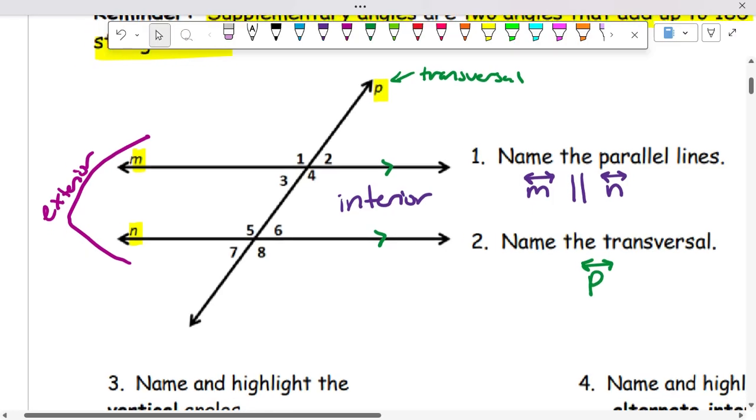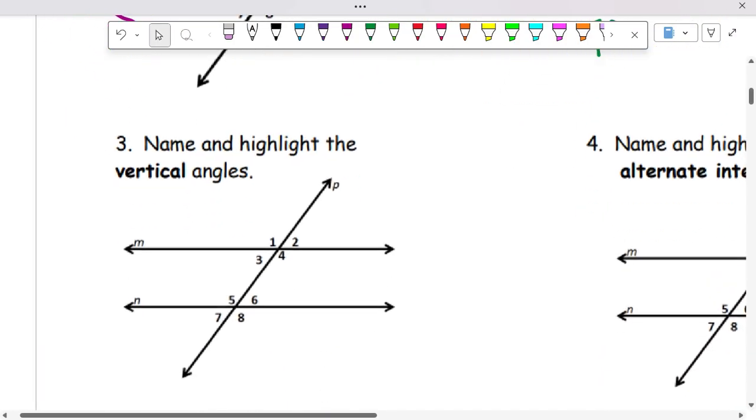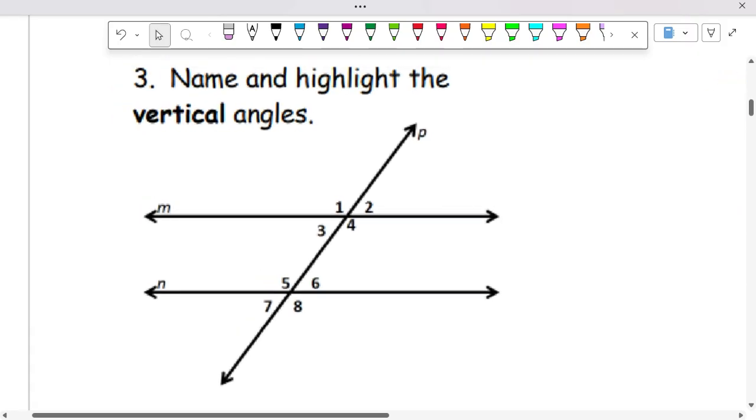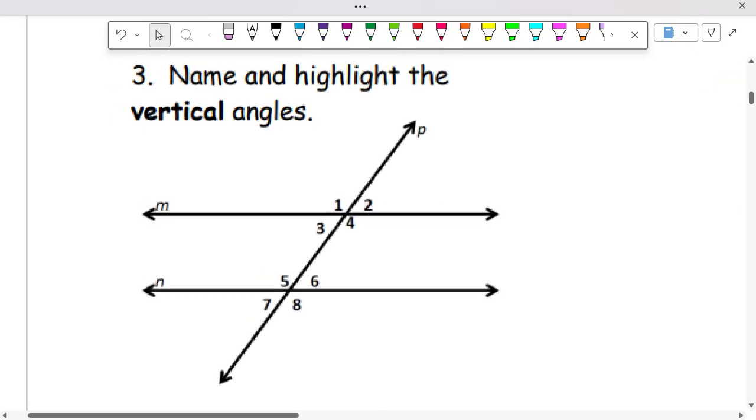Now, let's start with some fairly easy ones. So, vertical angles. We've already talked about vertical angles before. What does it mean for two angles to be vertical angles? So this is a review from, I believe it was Tuesday. What does it mean for it to be vertical angles? Look back at your notes if you need to. It's from 2.1 that we talked about it.